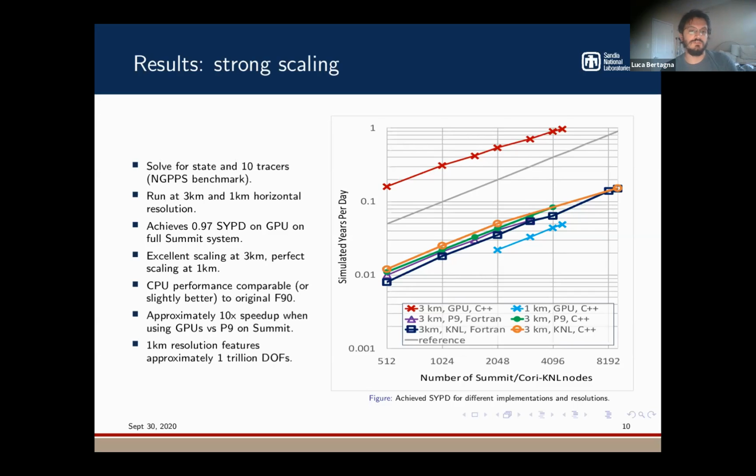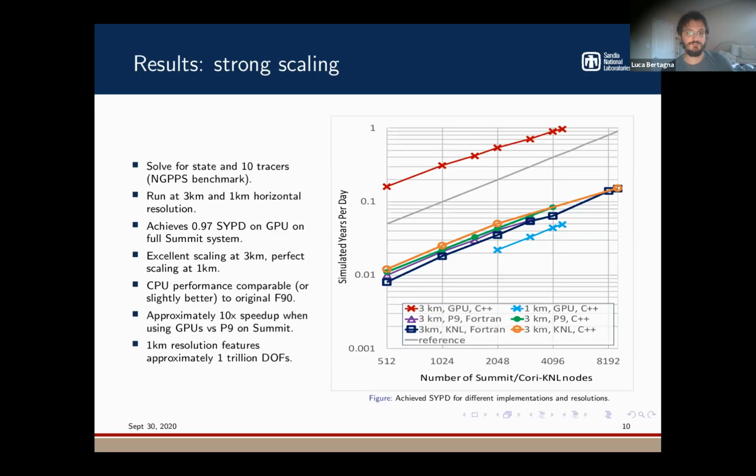In this model, we're solving for state as well as for 10 tracers. This is a benchmark, the NGGPS benchmark. Forgot to put the link if you're interested. We have an excellent scaling at 3 kilometer. It's not perfect, but I think it's excellent. And if you look at the 1 kilometer, it's perfect scaling on GPU.